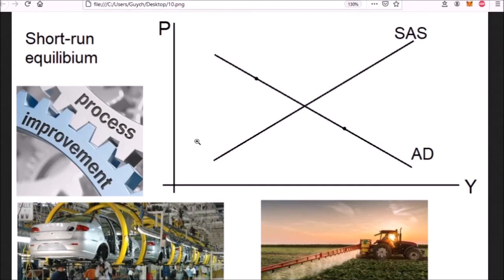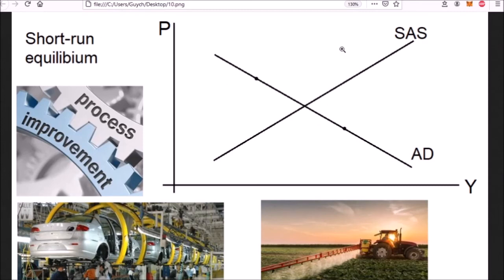And vice versa, when price levels are too low, the aggregate supply is relatively low because the producers don't want to spend a lot of efforts producing stuff at low prices, whereas demand is very high. This shortage will push the price level higher, bringing the economy back to its short-run macroeconomic equilibrium. So those are the adjustments that would bring the economy to its short-run macroeconomic equilibrium.